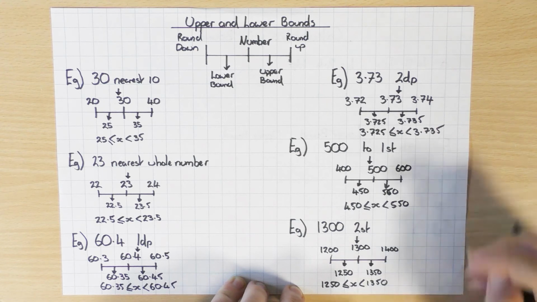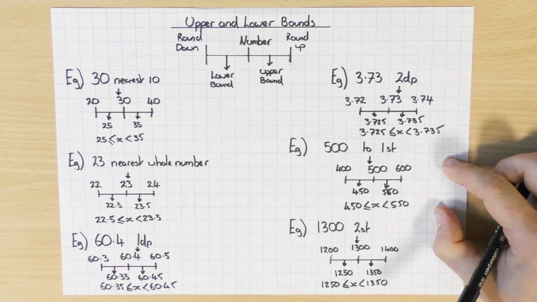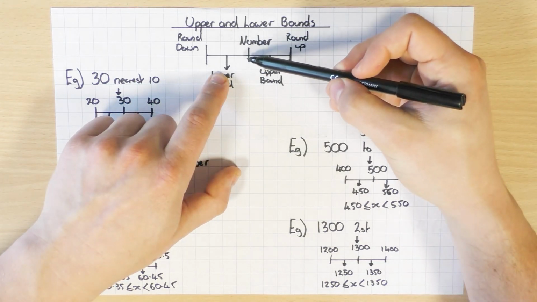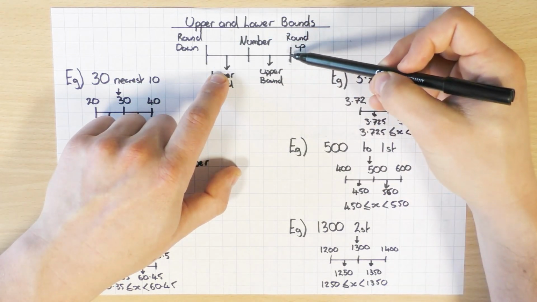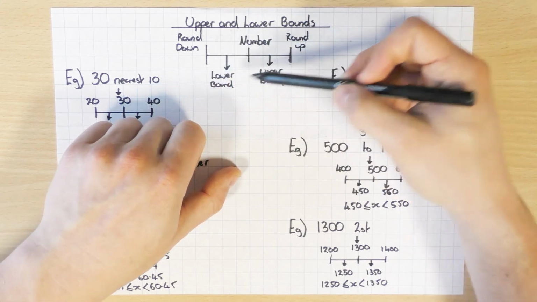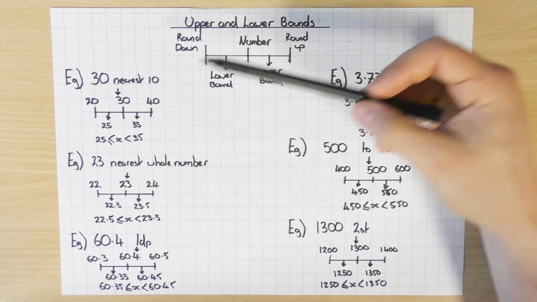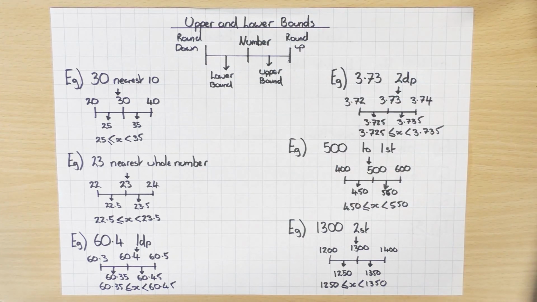Okay, so hopefully using this method of your number in the middle, draw yourself a nice line, round down, round up, go in the middle for the lower bound and upper bound, and if you stick to that, no matter what it is, you should get it right.